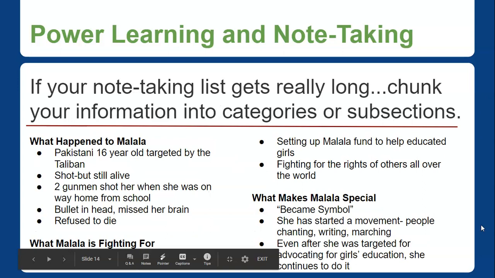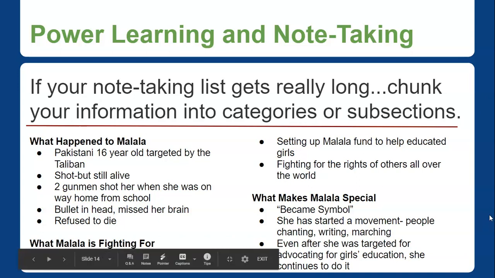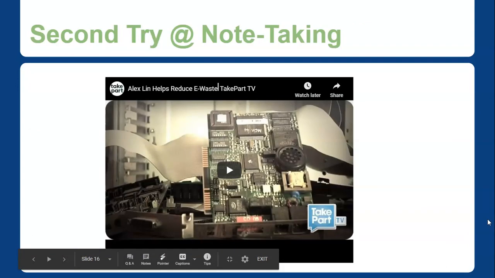Eventually, as you get better at this, your notes might start to fall into categories. For example, here we have someone who took notes on Malala and wrote down a section about what happened to her, a section about what she's fighting for, and a section about what makes her special. So eventually, you might want to start organizing your notes into categories like that.